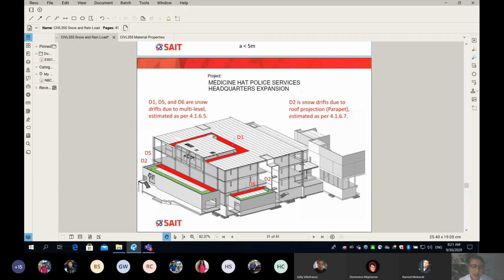Now, how about the drift due to roof projection? So in green, please look at the green area, which both of them are D2 or drift number 2. So D2 is a snow drift due to roof projection, which is a parapet. How do we find those values? Simply according to 4.1.6.7. So please don't get confused. Okay. And you can see in the same building, we use one set of equations to find the red accumulation, and then we use a different set of equations, which is way simpler, to find the green accumulation.